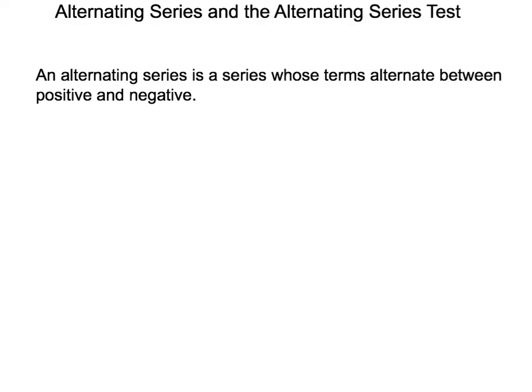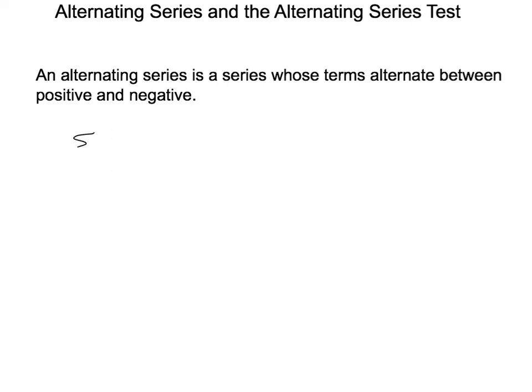In this lesson, we're going to learn about a completely new type of series. This series is called an alternating series. An alternating series is basically a series whose terms alternate between being positive and negative. A very simple example of this is the alternating harmonic series.